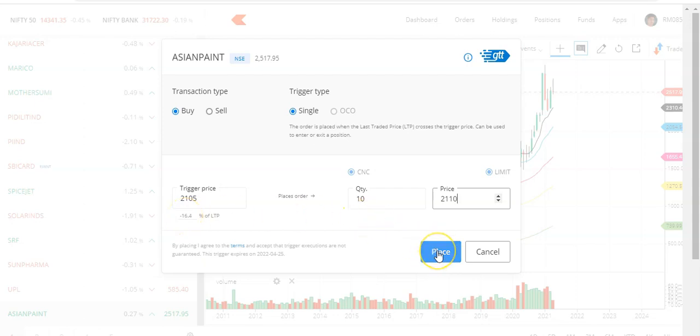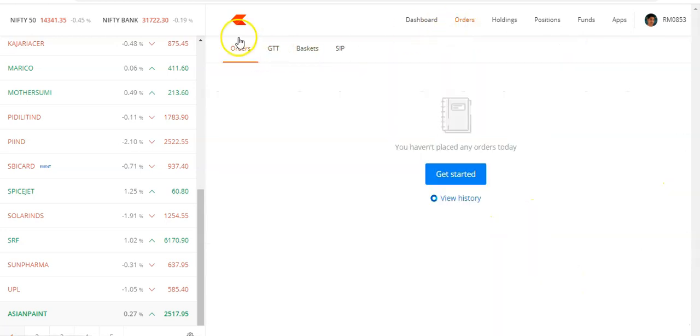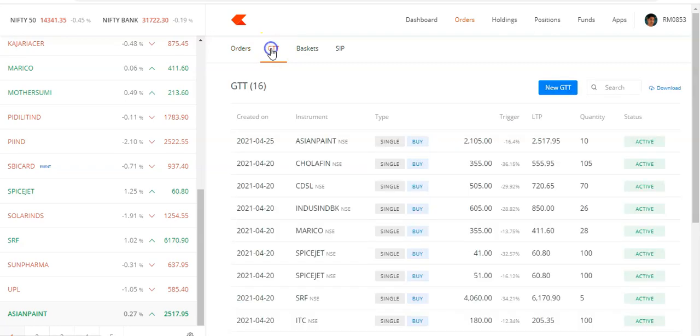Okay, so let us place this order. You can see here the trigger price expires on 25th of April 2022, which is 1 year from the current date. So I'm going to place this. You are getting a notification, GTT created. Let us go to orders. You can see different tabs and let us go to GTT.